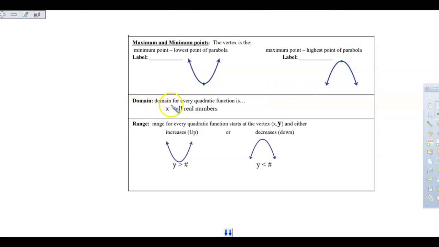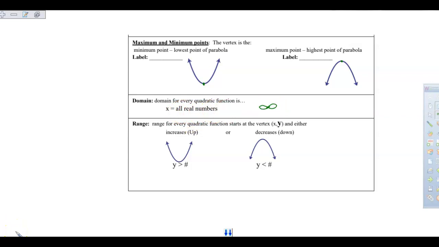The domain is for all quadratic functions, and in all cases, because there are arrows at both ends of the parabola, we know that it is continuing to widen as it gets larger and larger. So that stands to reason that the domain for every quadratic is all real numbers, or an infinite number.